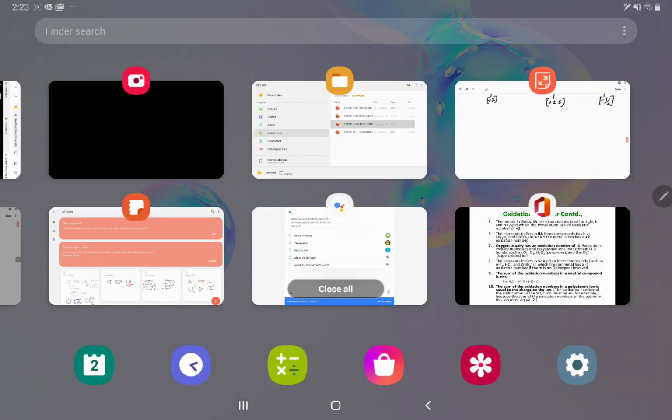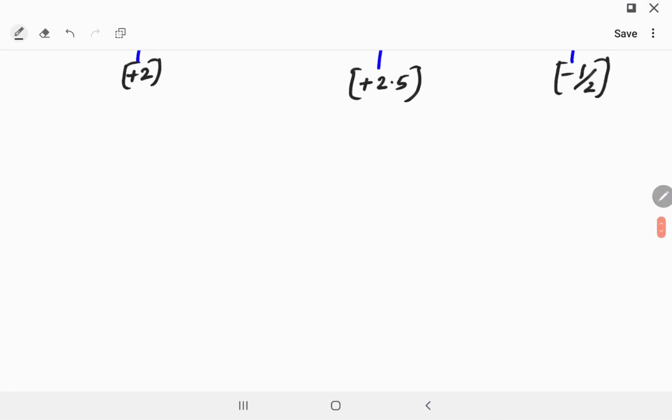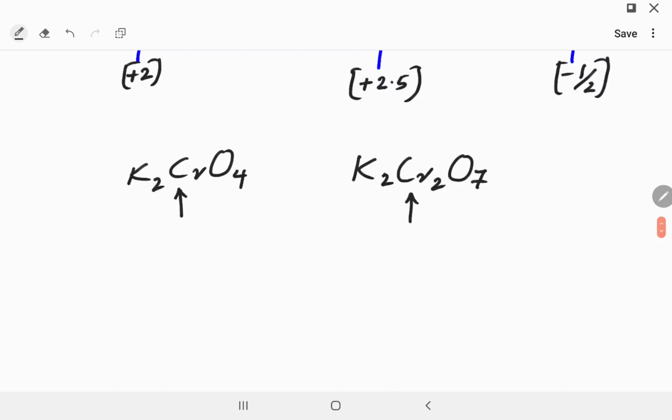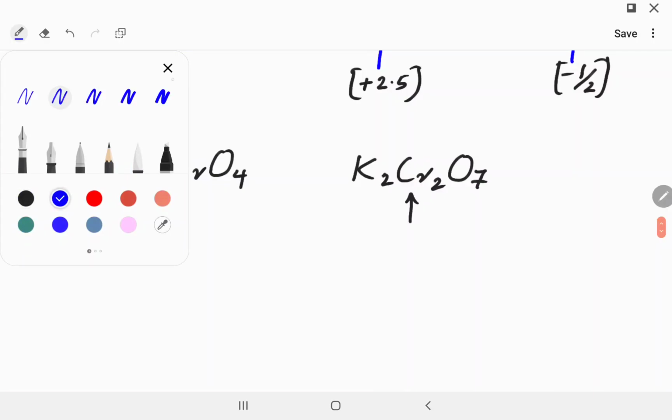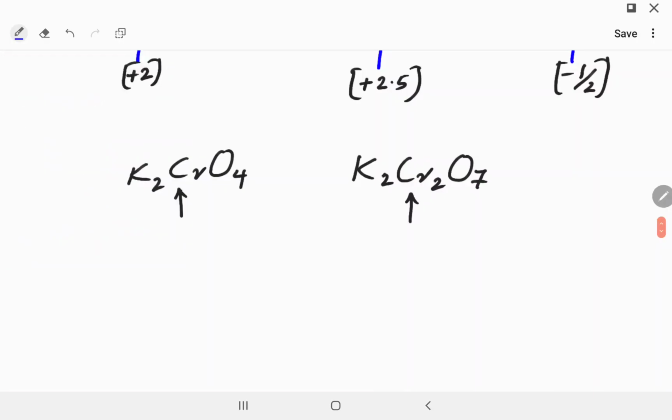So see if you could do this one again. Let's say K2CrO4 and then K2Cr2O7, potassium chromate and potassium dichromate. Find the oxidation number of chromium. Pause the video now and see if you could do it. All right, the 4 oxygens is -8, 2 potassiums +2, so chromium should be what? +6. If you do the same thing for this one, this will also be +6.